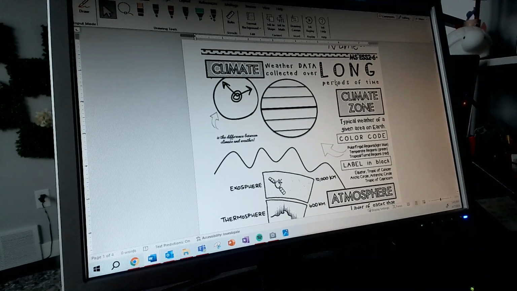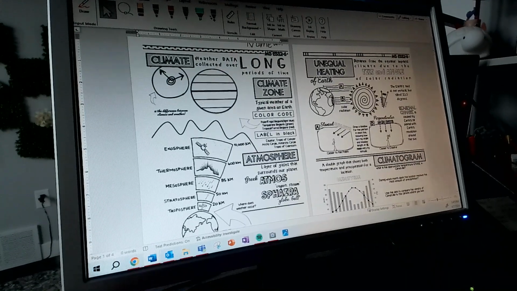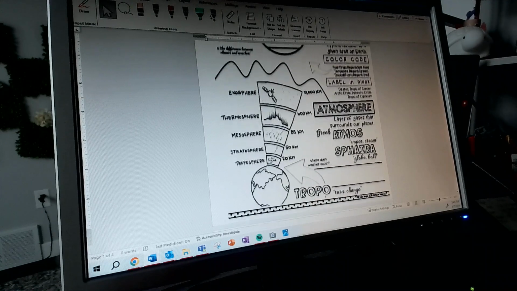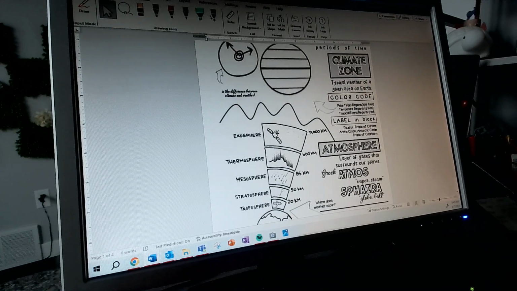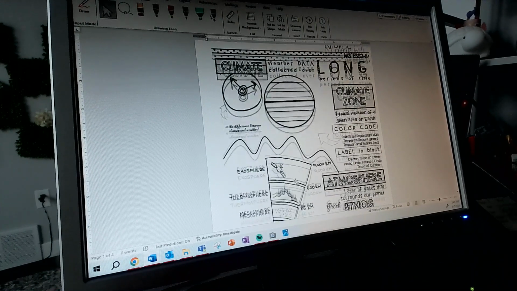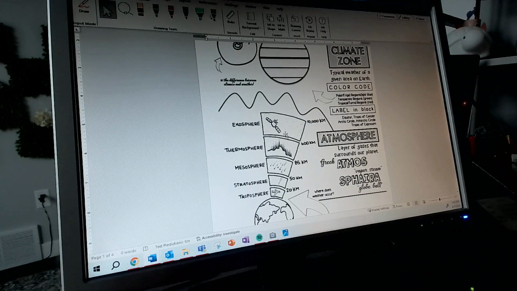The first thing we want to do is go through the page and read what's going on first. We see our key terms in all capital letters. So this is climate, climate zone, atmosphere, and all that. This is just the first page. What is this part? This is part of the atmosphere. Do you know what's in this part of the atmosphere? A satellite. Okay, so let's take a peek.